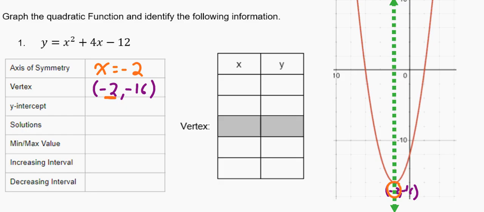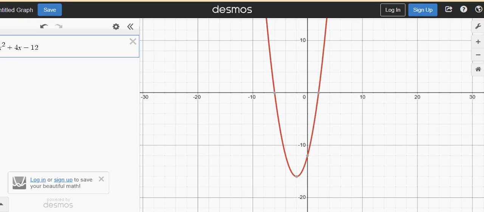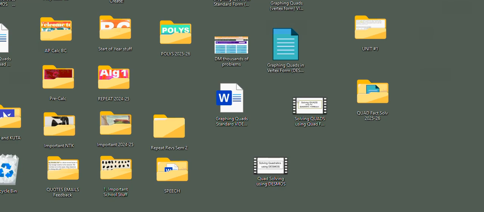All right, let's go back over to DESMOS and see if we can find our y-intercept. So the y-intercept is just, where does this graph intersect the y-axis? Okay, I see it right there. It intersects at 0, -12. So if we graph that, we would stay on the origin, not go left or right on the x-axis, and go down 12. All right, so that is 0, -12.